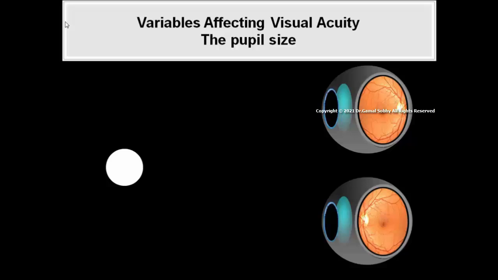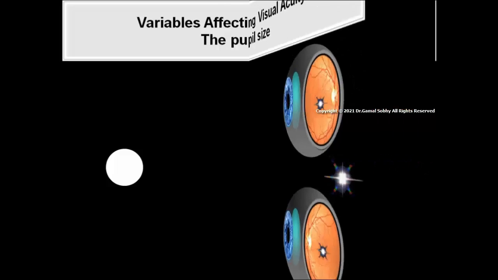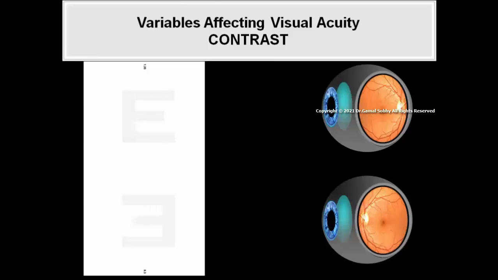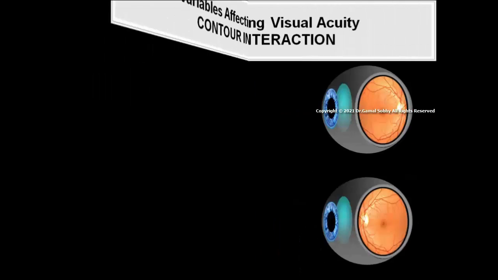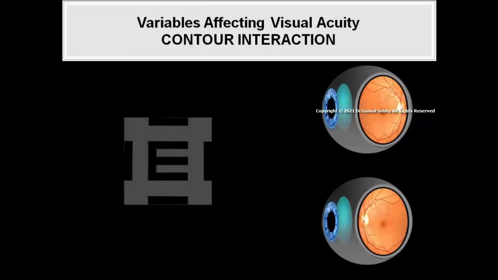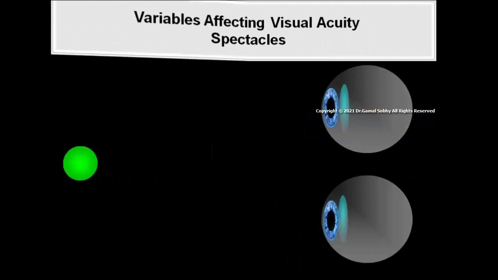A large pupil allows more light to enter the eye but increases the effect of the optical aberrations. A very narrow pupil reduces visual acuity by markedly reducing retinal illuminance and by increasing the effect of light diffraction. In general, visual acuity decreases with reduction in objective contrast. Visual acuity can be reduced by the spatial arrangement of additional contours in the field of vision in amblyopic patients.